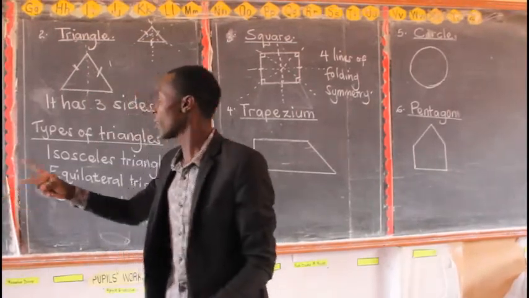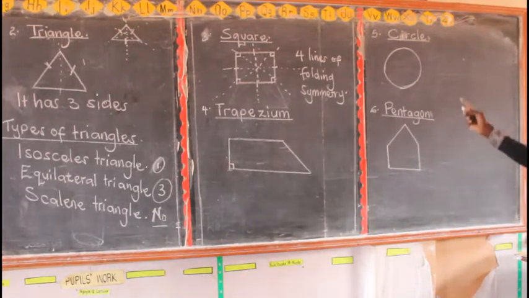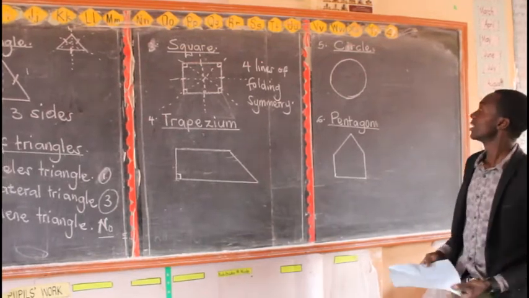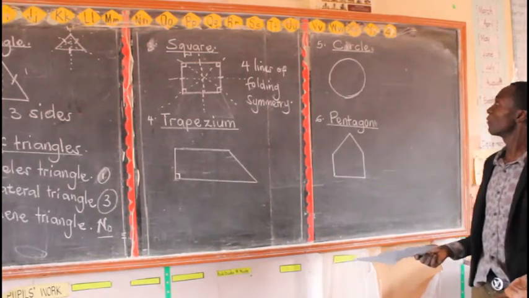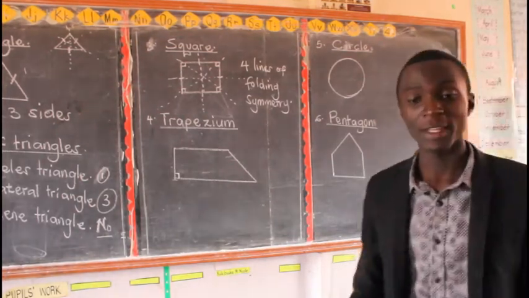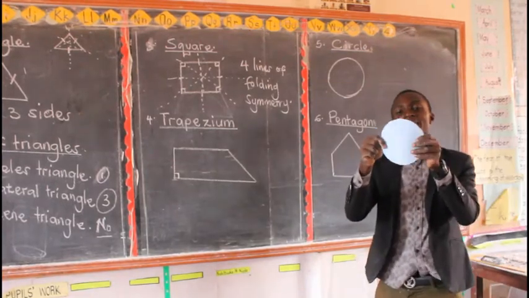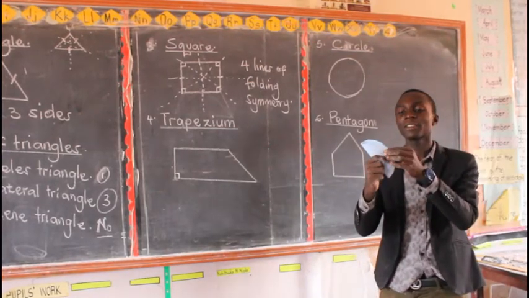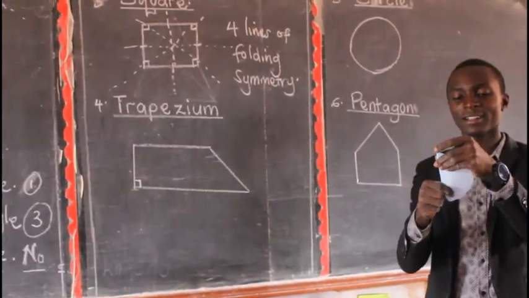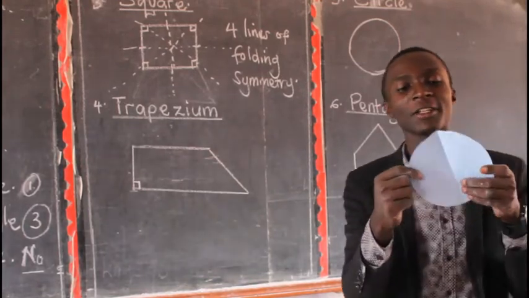Whereas a rectangle has lines of folding symmetry, and I have also talked of a triangle. Here is our circle. We can also talk of lines of folding symmetry for a circle. How many lines of folding symmetry does a circle have? This is my circle. When I try to fold, this is 1. That is 1 line of folding symmetry.